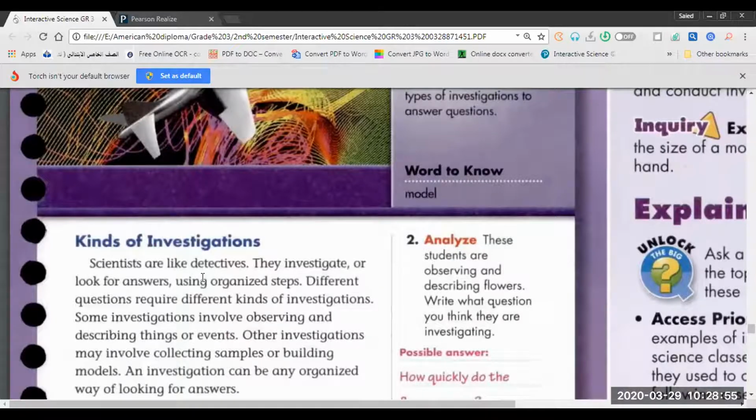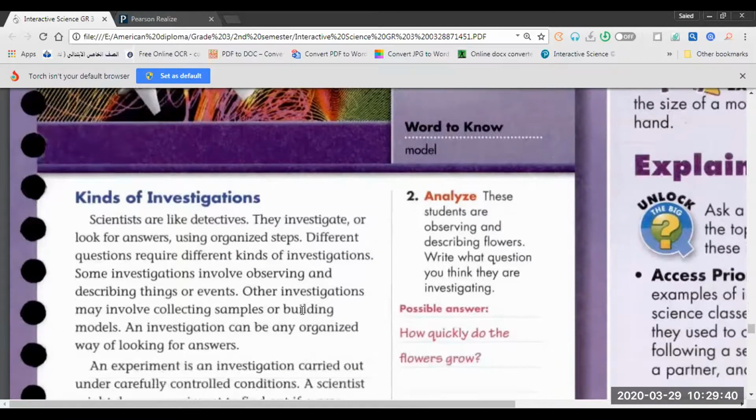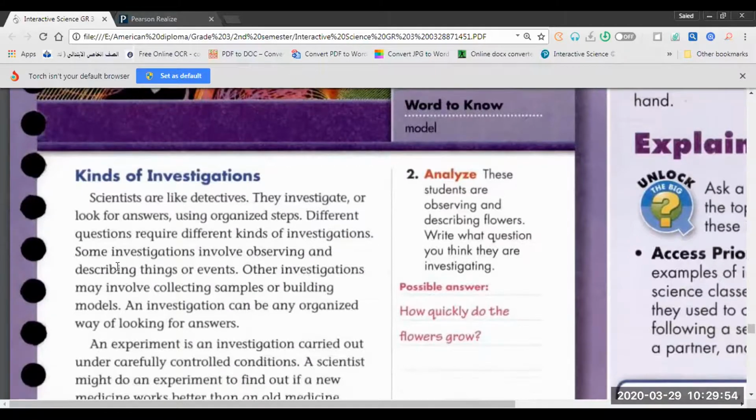Kinds of investigations. Scientists are like detectives. They investigate. Why am I saying scientists are detectives? Because they are looking for answers using organized steps. When you do an investigation, you have to follow scientific methods or organized steps. Different questions require different kinds of investigations. Not all investigations are the same because not all questions are the same. Sometimes you ask questions about animals, sometimes about plants or humans or space or earth. So each kind of question needs a kind of investigation. Let us see what the kinds of investigation are.